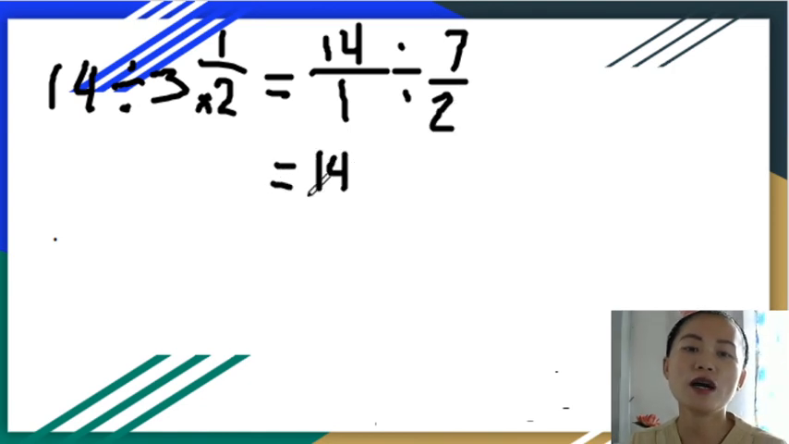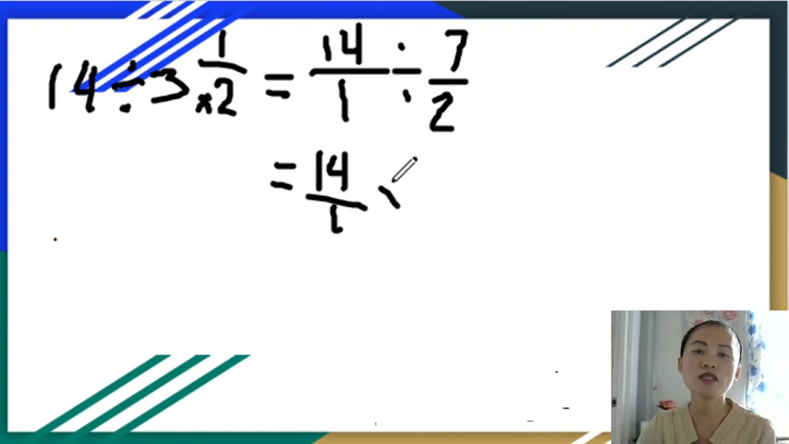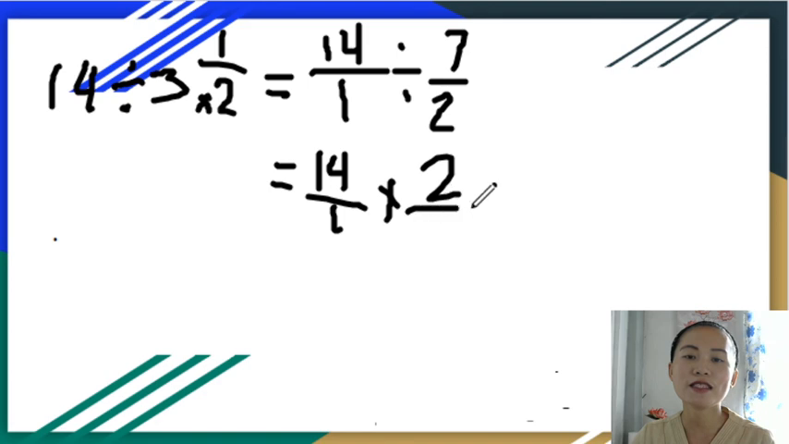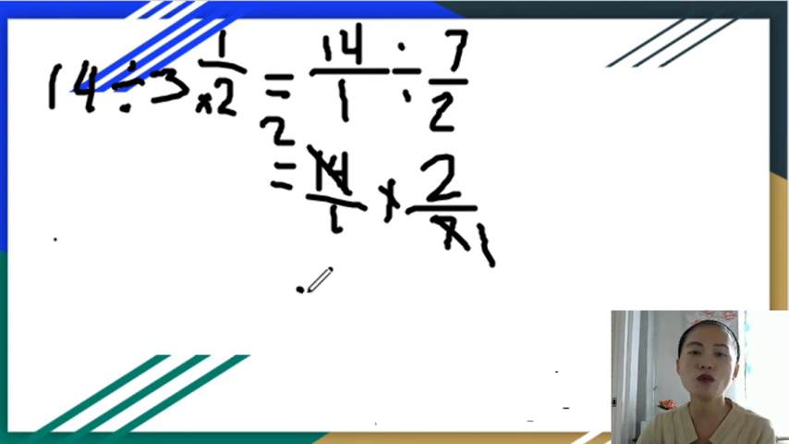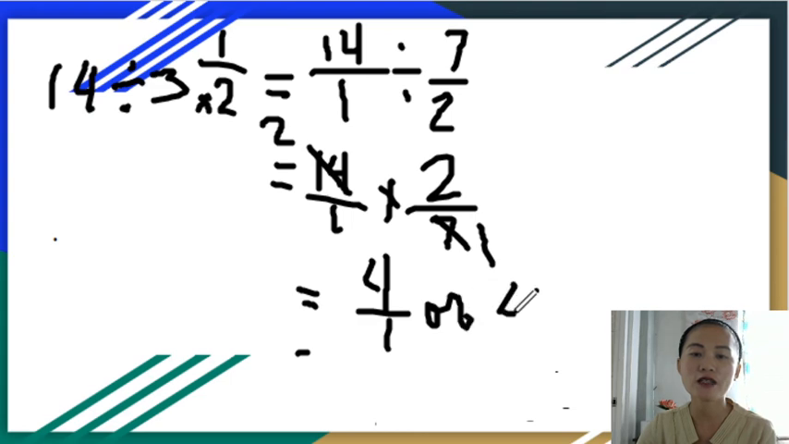Okay, so rewrite na natin. 14 over 1 times, what is the reciprocal of 7 over 2? Okay, we have 2 over 7. Can we apply cancellation method here? 14 and 7? Yes, because 14 is divisible by 7. So 1 and then 2. So 2 times 2, we have 4. And then 1 times 1 is 1. So 4 over 1 is an improper fraction. So the final answer here is 4.